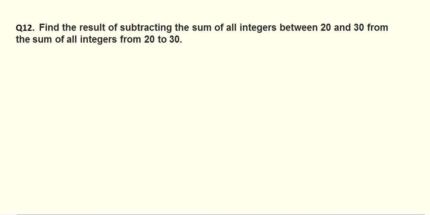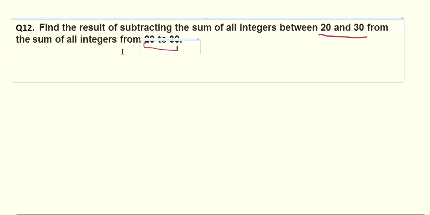Question number 12. Find the result of subtracting the sum of all integers between 20 and 30 from the sum of all integers from 20 to 30. In this question we have to subtract the sum of all integers between 20 and 30. You should know the meaning of between. Between means you will not count 20 and you will not count 30; from 21 up to 29 you will count. Then the sum of all integers from 20 to 30. From means you will count 20 and at last you will count 30.